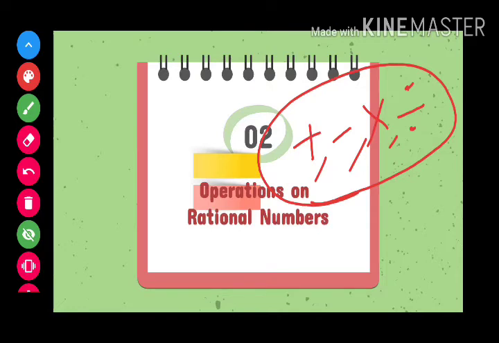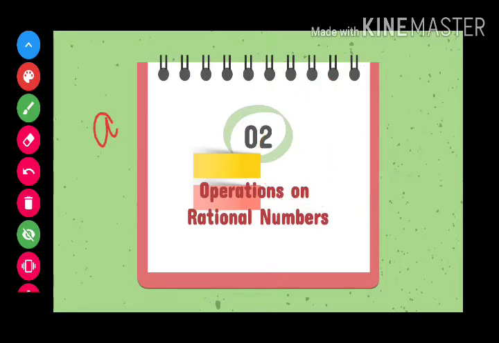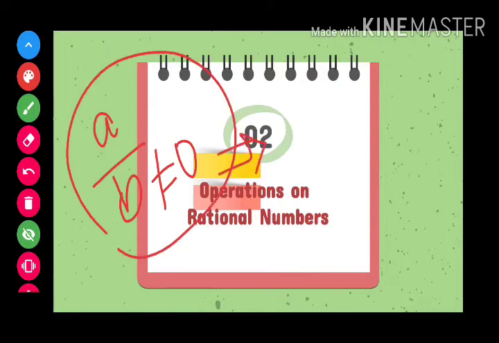So real numbers, we all know what real numbers are. Real numbers are in the form of A by B, where B is not equal to 0. So the real numbers are a lot like fractions.